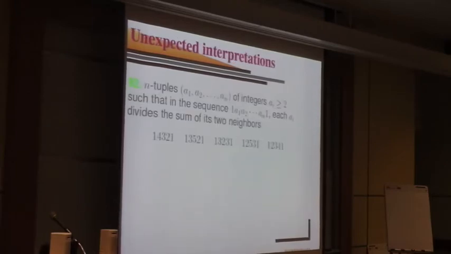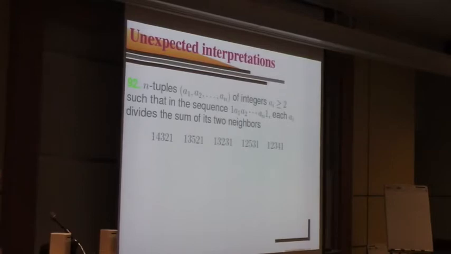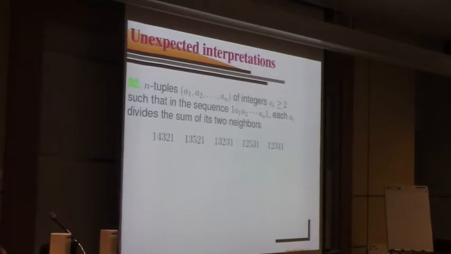Now, there are also what I would call unexpected interpretations. It really doesn't seem like it has anything to do with the kind of structures you were looking at before, and the occurrence is very well hidden. For instance, n-tuples of integers greater than or equal to 2, such that if you append and prepend a 1 to the sequence, each a_i divides the sum of its 2 neighbors. Here are the 5 of them, n equals 3.